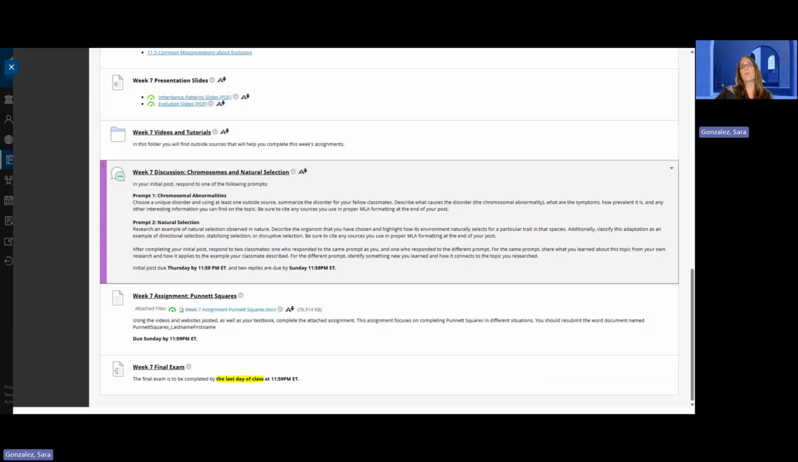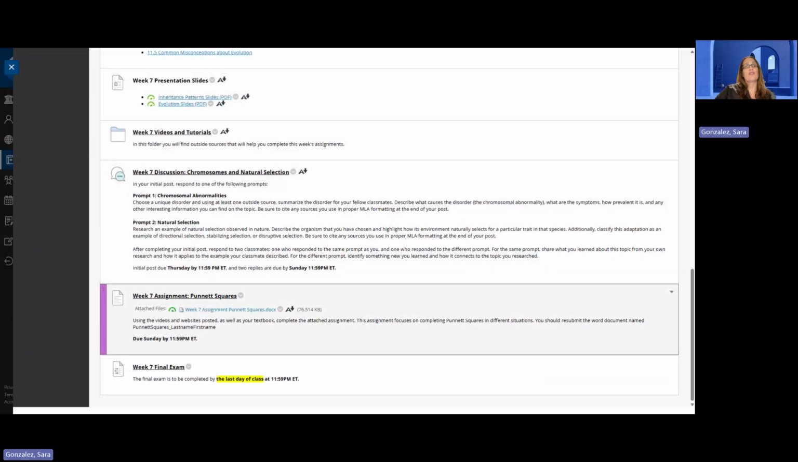Either chromosomal abnormalities. So you're going to describe a cause of a disorder, chromosomal abnormality. What are the symptoms? What are the causes? How often does it occur? And anything interesting in terms of a therapy or anything like that. Or you can talk about natural selection, where you classify the adaptation from a chosen organism. And was it a directional selection? Was it stabilizing selection? And talk about that. So either one of these two topics, totally fine.